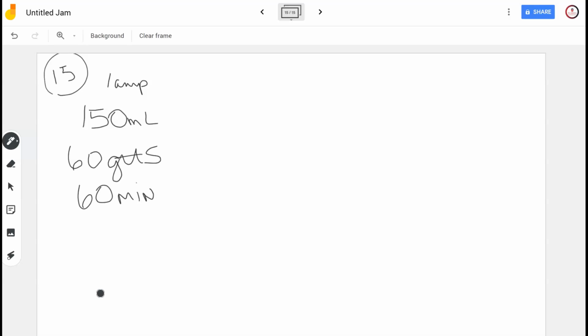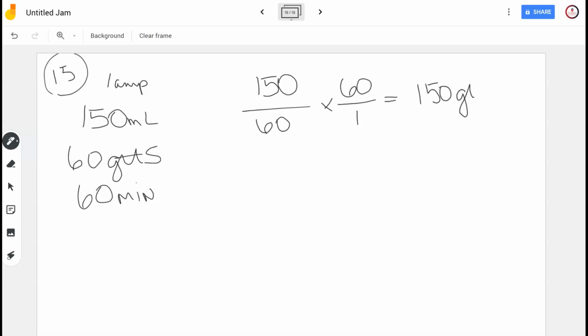So you have your volume, which is 150, over your time, which is 60 minutes, times your microdrip tubing. So these two end up canceling each other out because you're multiplying it on top and then dividing it, it comes right back out. So it's 150 drops a minute.